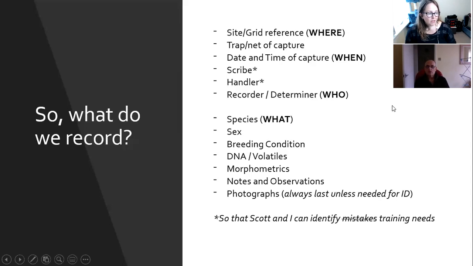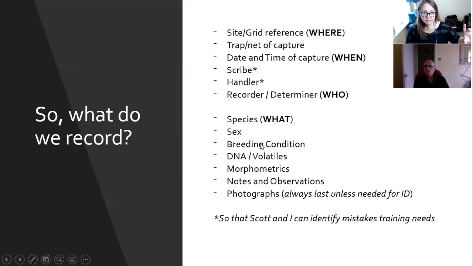So as you can see, up to that point, we have done who, what, where, when. But then we record sex, breeding condition, DNA and volatiles, morphometrics, biometrics, and then any notes and observations and photographs. So this is the order in which we record things. And in the first lot, basically the bat is got out of the net or the box and is put into a bag and then is chill, ideally, unless it's a nocturnal because they just lose their shit. Then they're chill in the bag.